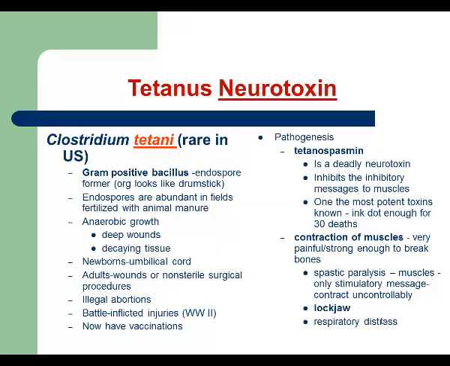Normally, the central nervous system sends out 2 kinds of messages to muscles. One kind of message stimulates contraction, the other inhibits it. So tetanospasmin inhibits the inhibitory messages to the muscles. As a result, muscles contract but have no ability to relax.